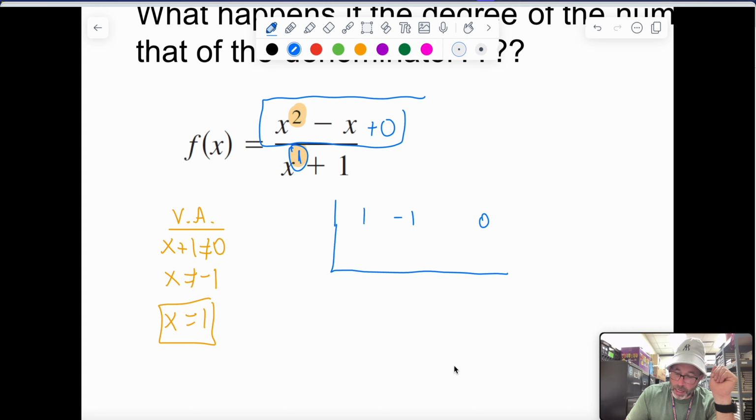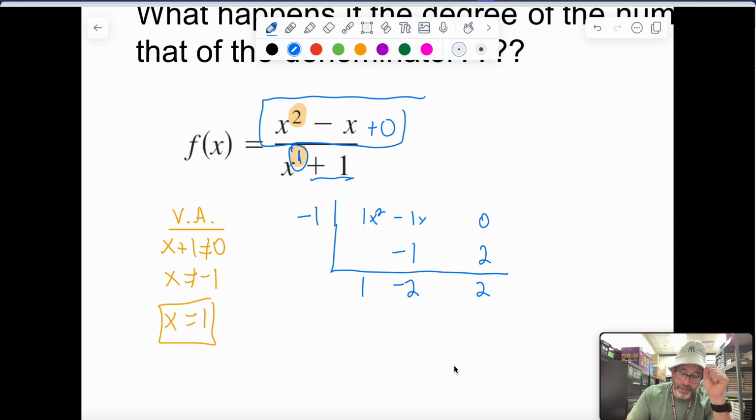Okay. And then for the outside value, we're going to use a -1. And that's just synthetic division. We're going to bring down the 1, multiply, we get a -1. This gives me a -2. Multiply, we get a 2, and that gives me a 2. There's my remainder, excuse me.